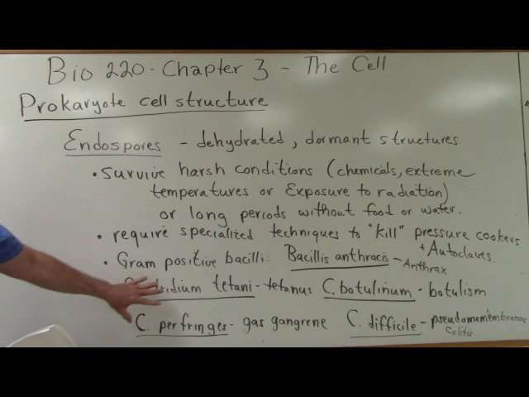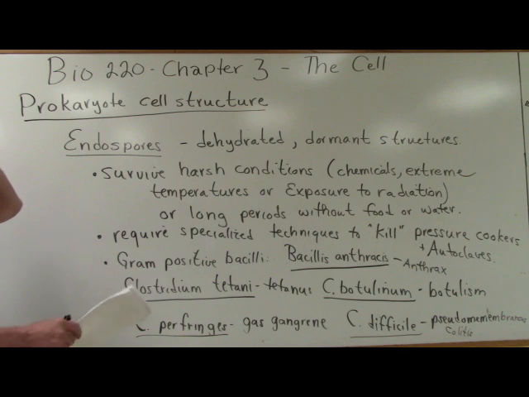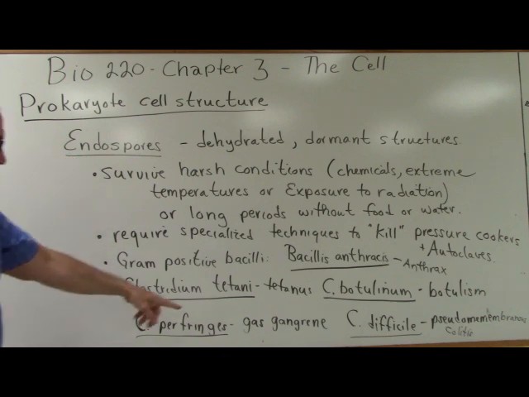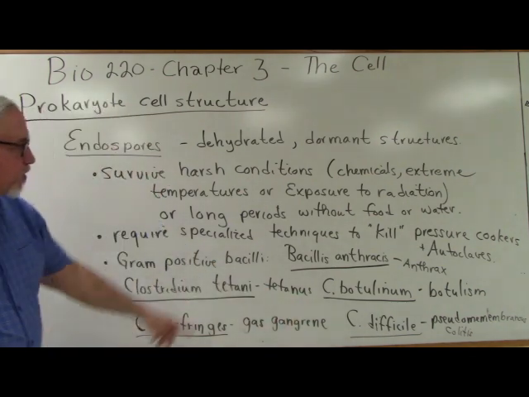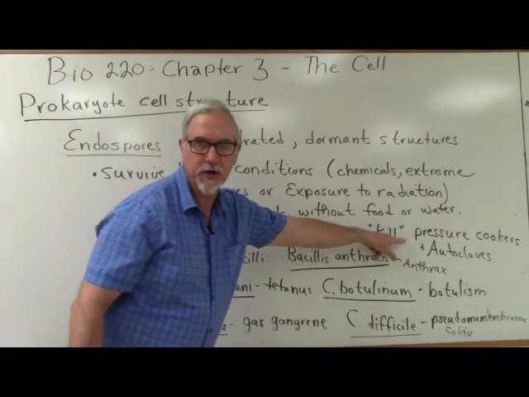There you have the rogues gallery: Bacillus anthracis, Clostridium tetani, Clostridium botulinum, Clostridium perfringens, and Clostridium difficile that are gram-positive rods that produce endospores. They're really, really difficult to kill. And particularly with the botulism and food poisoning, that's why you would need your pressure cooker.